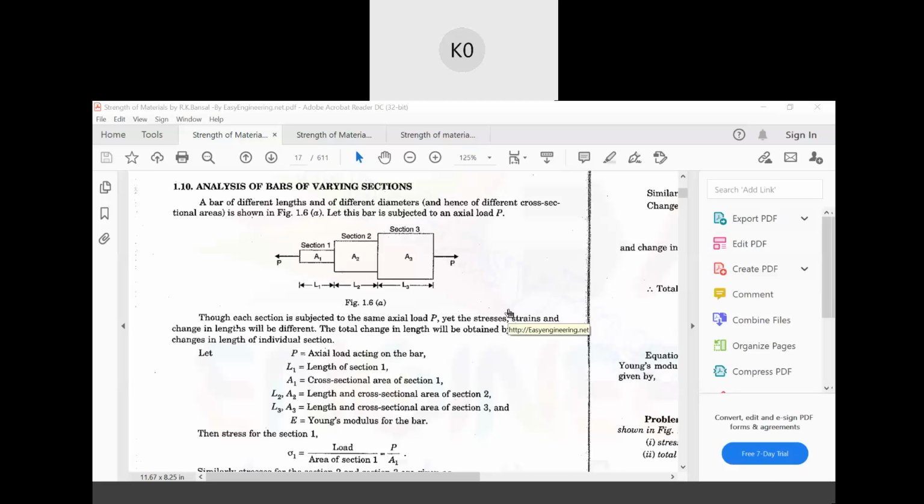So look, here this is a bar of varying cross section. Now if you see here, the pull is applied, P, but the cross sections are A1, A2 and A3. The bar is varying, and the lengths are also L1, L2 and L3. Now the load subjected to it is P. P is the pull or the load that is being applied to it.